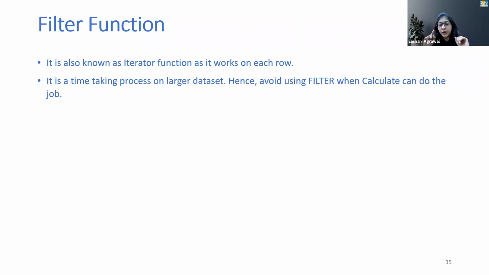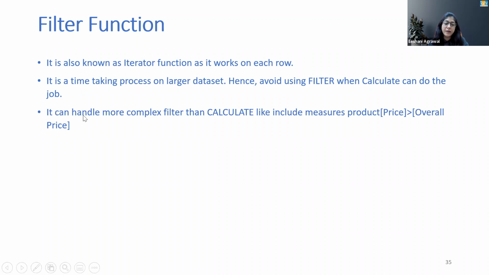Why is this? Because when you're talking about a calculate function, you defined on which column you want to go, and this is the criteria I want to apply. So the working is a little faster. Your CPU usage is lower, versus in filter, it becomes very slow. So if I can deal with calculate and apply my filters, best; if not, then I'll come back to the filter functions. The only benefit of it is that it can handle more complex filters than what calculate does.